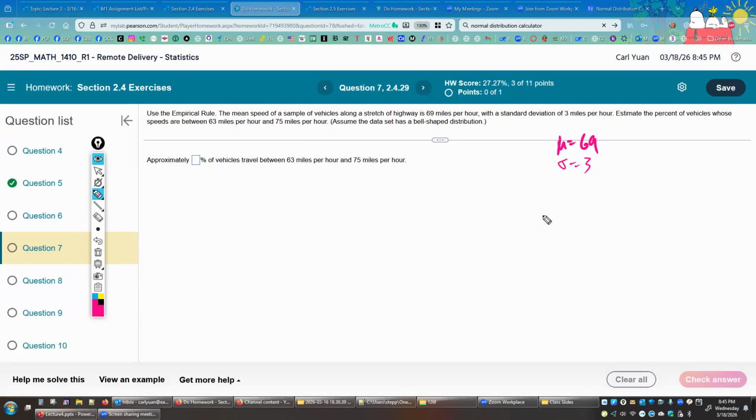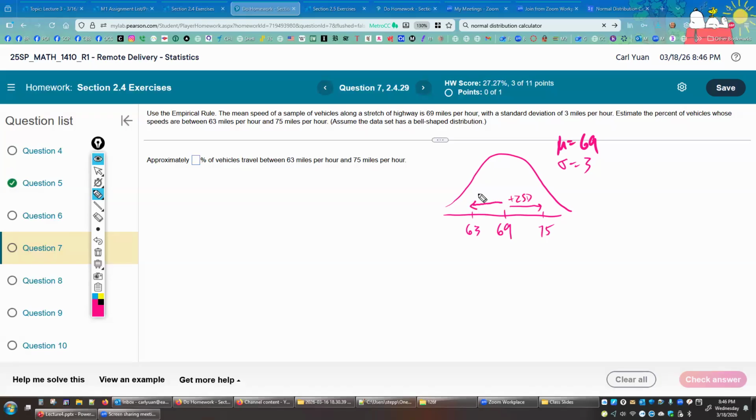All right, so let's draw a picture just so that we can see where we are. 69 is the middle, so that's in the center. 63 would be here, and 75 would be there. So 63 to 69. Each standard deviation is 3 units. So 75 would be plus 2 standard deviations, right? Because it's 6 units above.